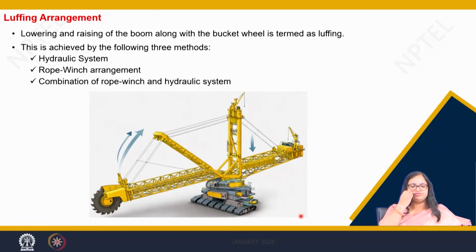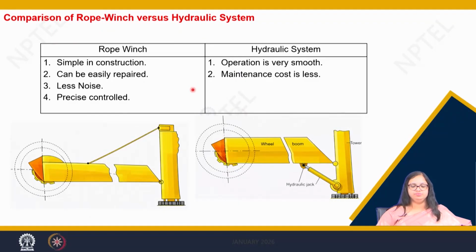Now, when we talk about the luffing arrangement, as I discussed, it is the upward and downward movement of this wheel boom, and it is also the upward and downward movement of the counterweight boom, so that the stability of this whole machine is maintained. Now, how can it be done? It can be done through hydraulic systems, where the hydraulic system is just beneath the wheel boom, or there can be a rope winch arrangement as shown in the picture, or it can be a combination of rope winch and hydraulic system, where there is both a rope winch for balancing and a hydraulic system beneath the wheel boom.